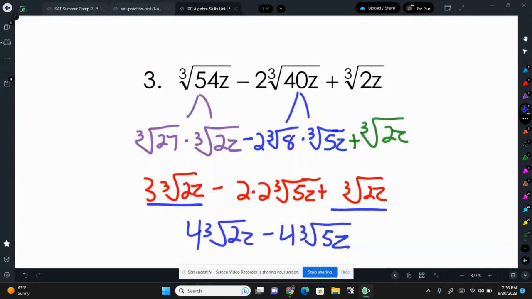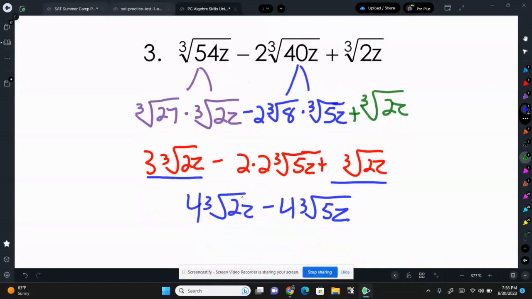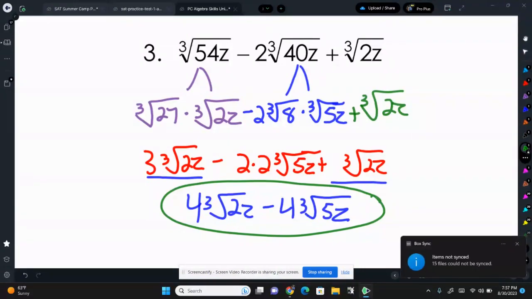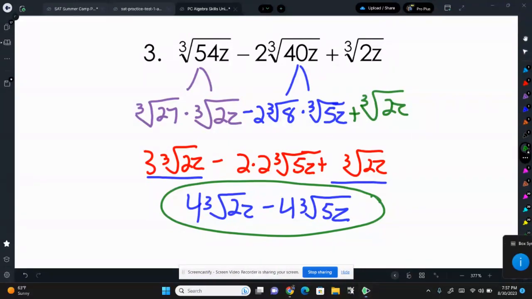All right, so this is your answer. Down here, we could not combine 4 times the third root of 2z and 4 times the third root of 5z because 2z and 5z are not the same thing. So they just have to be left separate like that. That would be your final answer.